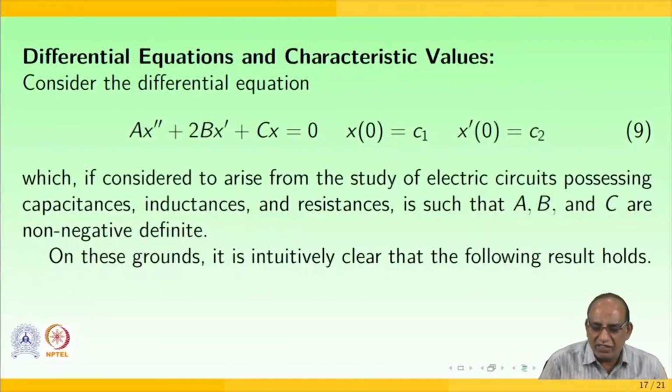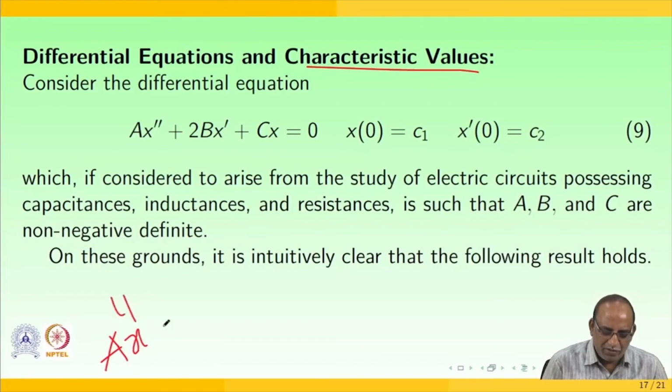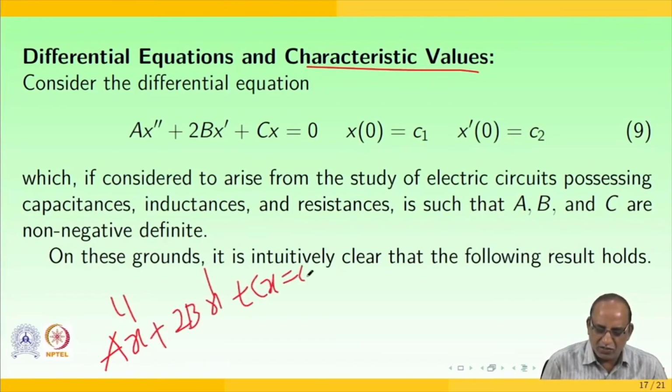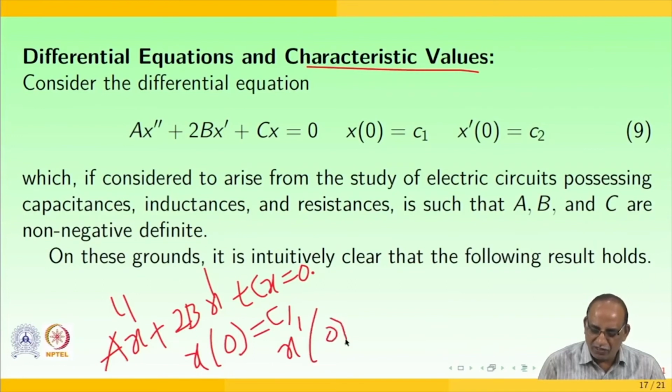Differential equations and characteristic values. Consider the differential equation A x double prime plus 2B x prime plus C x is equal to 0, with x of 0 equal to c1 and x prime of 0 equal to c2.